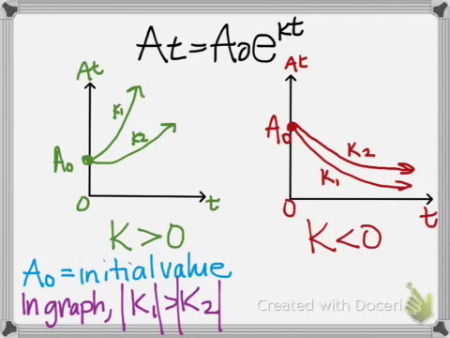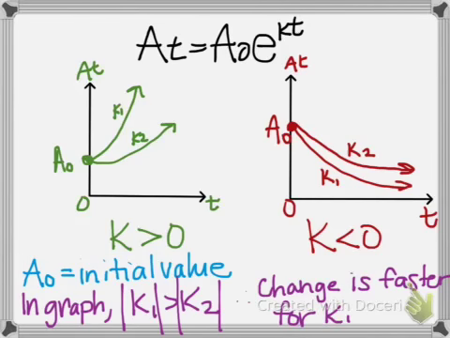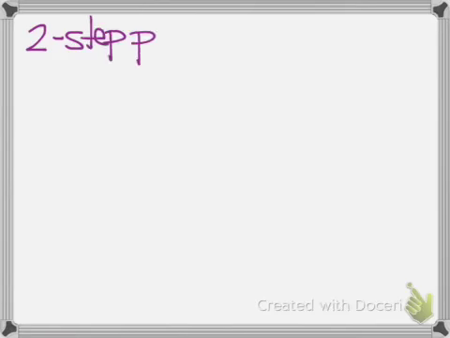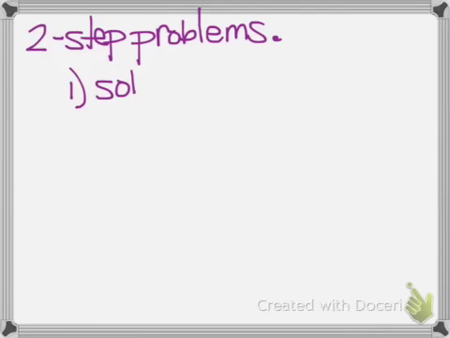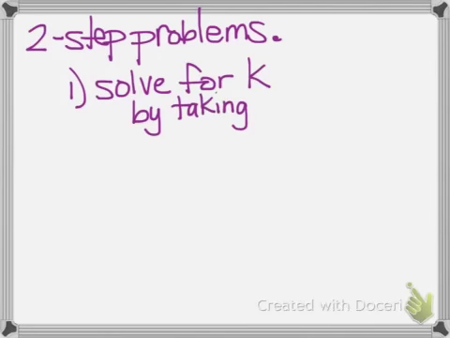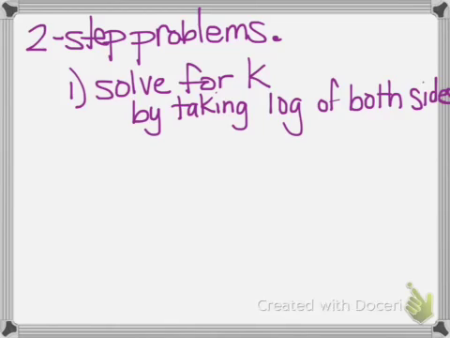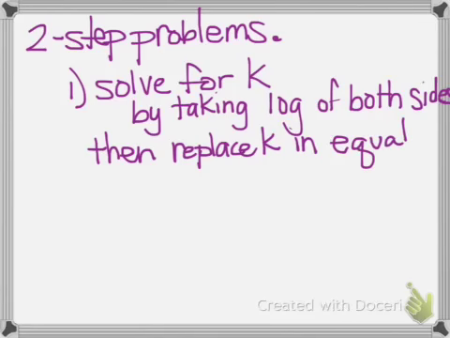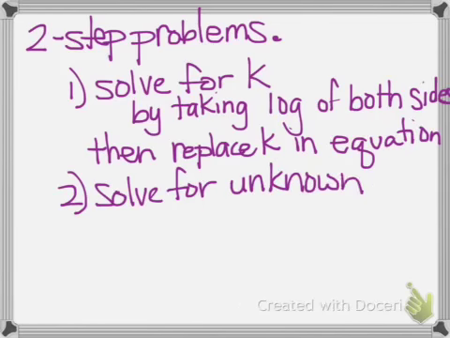Let's see, what else? A sub 0 is the initial value. It's what you always start with. And the change is always faster for k1 in that case. Okay, so exponential growth and decay are two-step problems, just like direct variation. So the first step is to solve for k by taking the log of both sides, and then we're going to take k and plug it back in. So then the second step of the equation is to solve for your unknown.